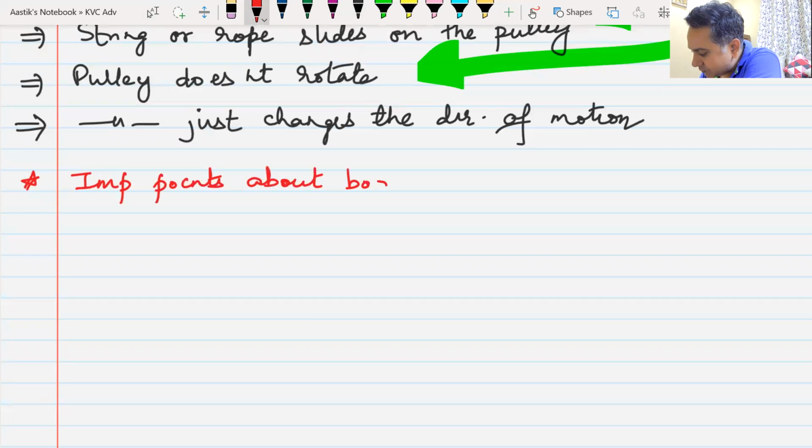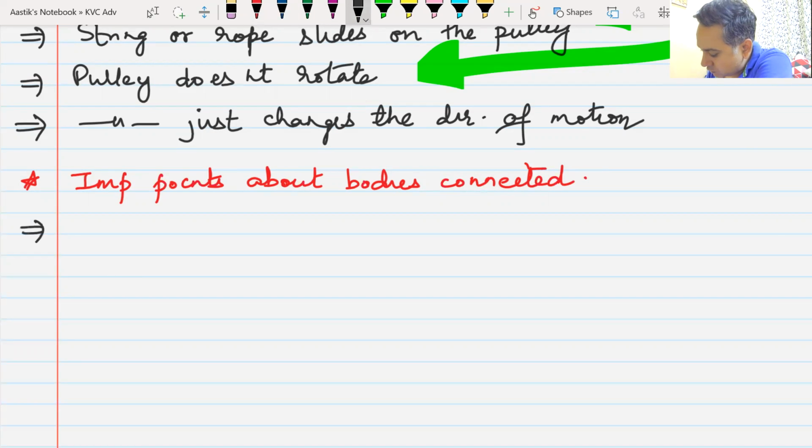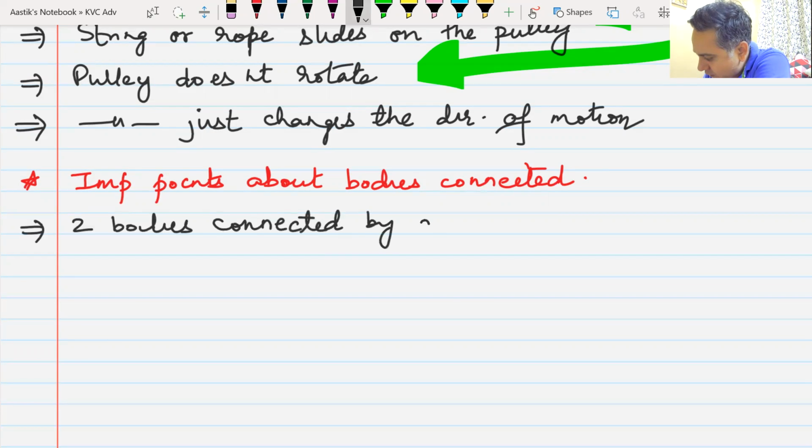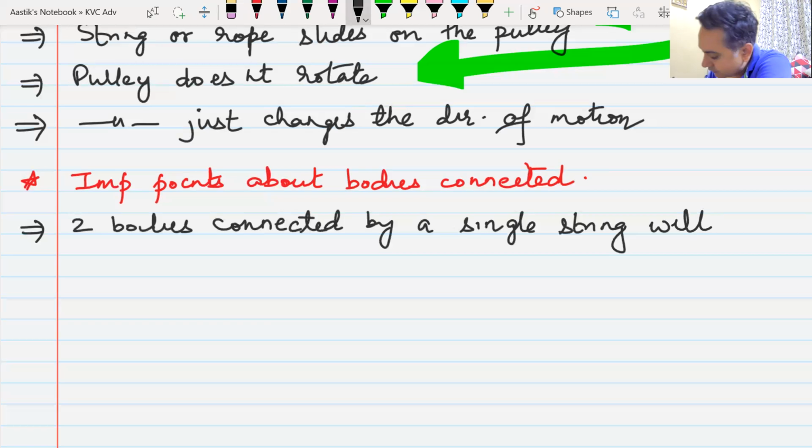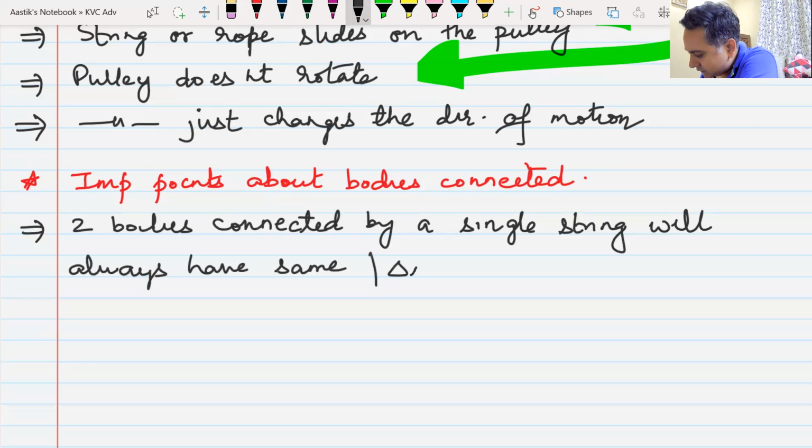Bodies connected to strings and pulleys. Important points about bodies which are connected with a string or a pulley. Two bodies connected by a single string, one string, will always have same... See what I'm writing here.